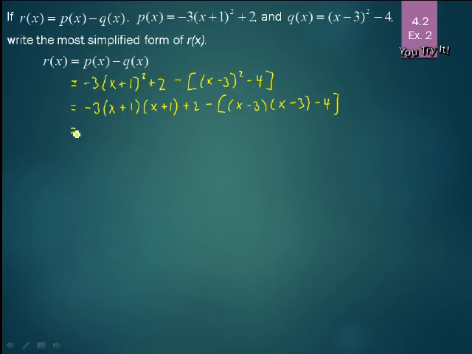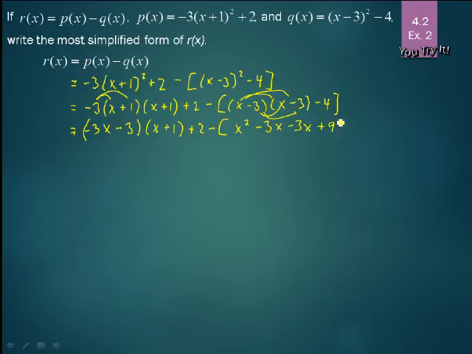Okay, so we can distribute a little bit as we go. We can distribute the -3 in here. We get -3 times x is -3x, and -3 times 1 is -3. And that's still multiplied by (x + 1), and then plus 2, and then minus, we can simplify inside here. So (x - 3) times (x - 3), we can distribute. x times x is x squared. x times -3 is -3x. And then -3 times x is -3x. And -3 times -3 is positive 9. And then minus 4.